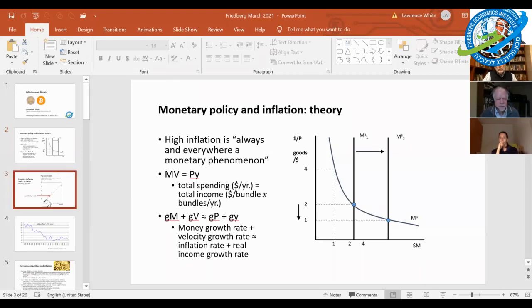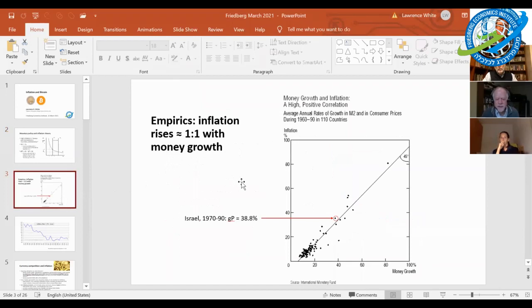That's the theory. If you prefer some empirics, here's a scatter plot of 110 countries showing the growth rate of the money supply on the horizontal axis and the inflation rate on the vertical axis. I've circled the point closest to where Israel was 1970 to 1990, when the annual inflation rate averaged 38.8%. You can't have 38.8% inflation without money growth very close to that. And there's money growth of practically 40%.